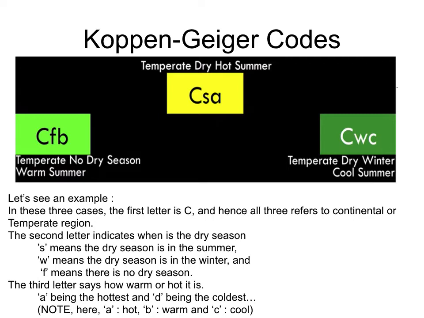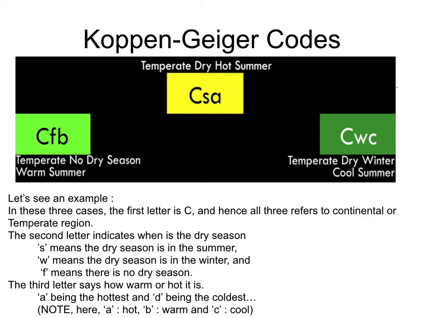And then the third letter represents how hot or cold it is. For example, A means hottest and D is the coolest. Here A, B, C are used. So CSA is temperate with a dry, hot summer, and CFB is temperate, non-dry because F is there, but warm because B is there. And the third one, CWC, is temperate because C is there, with dry winter because W is there, and cool summer because C is there.